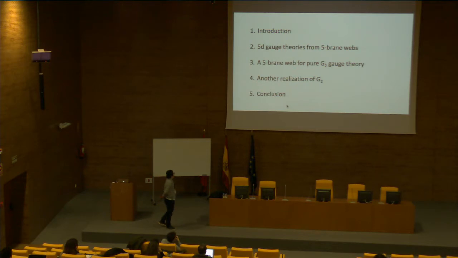This is the plan of the talk. I'm going to first review how we can construct the 5-dimensional gauge theories from 5-brane web diagrams, and then move on to one type of construction for the pure G2 gauge theory. This first type of construction is useful to understand the duality between pure G2 and SU(3) with Chern-Simons level 7. Then I move on to the second construction of G2, and this is useful to compute the Nekrasov partition function.